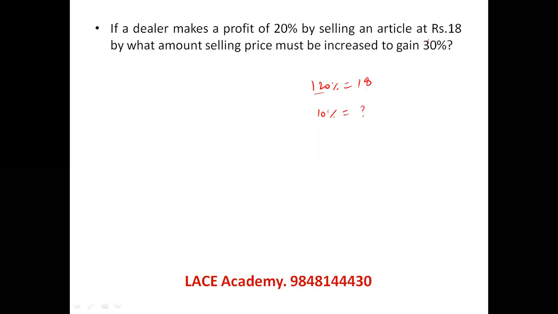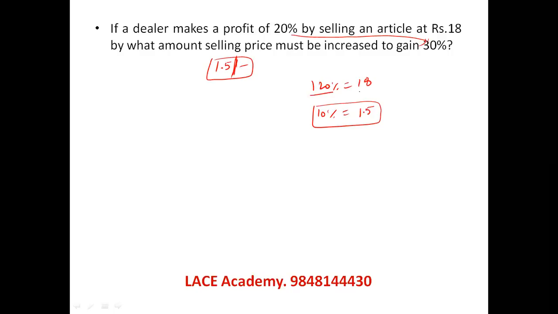Because an extra 10% is needed, you can see here 12 times 1.5 is 18. So 1 times 1.5 is 1.5. So 10% means 1.5. And to get this extra 10%, you need to increase the price by 1.5 rupees. That's what the question is straightforwardly asking. Just go through the question, what is it asking? It is asking how much increase is needed for getting 30% profit. So 10% extra is needed. 120% is 18, 10% is 1.5. So that extra 1.5 is needed for getting the extra 10%.